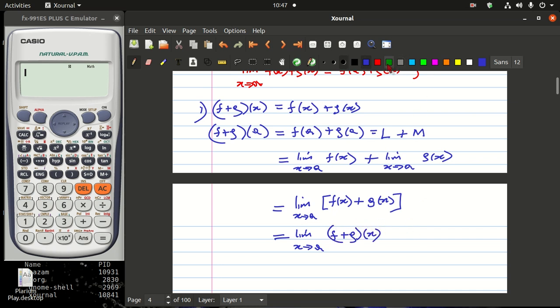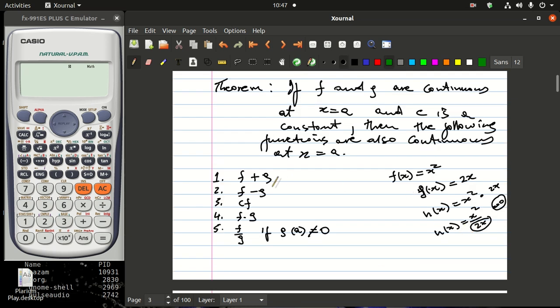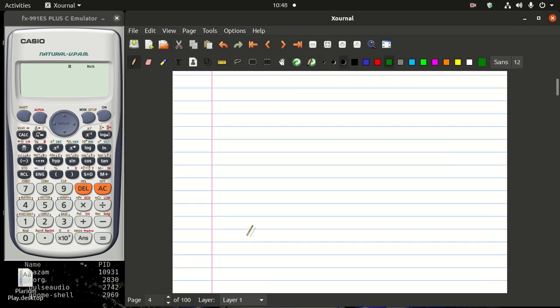And now, because of that, you can see that I have found out that if I were to plug in a in this function here, I am actually getting it to be equal to the limit. And that's why we have proved this theorem here, but for condition number 1. You do the same thing for 2 all the way up to 5. So that's how we prove this.